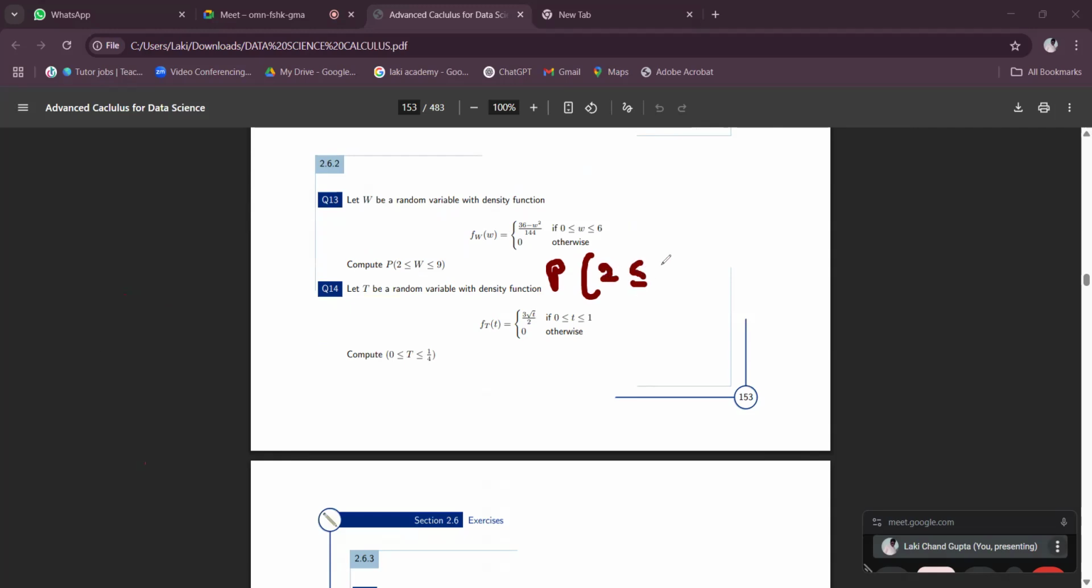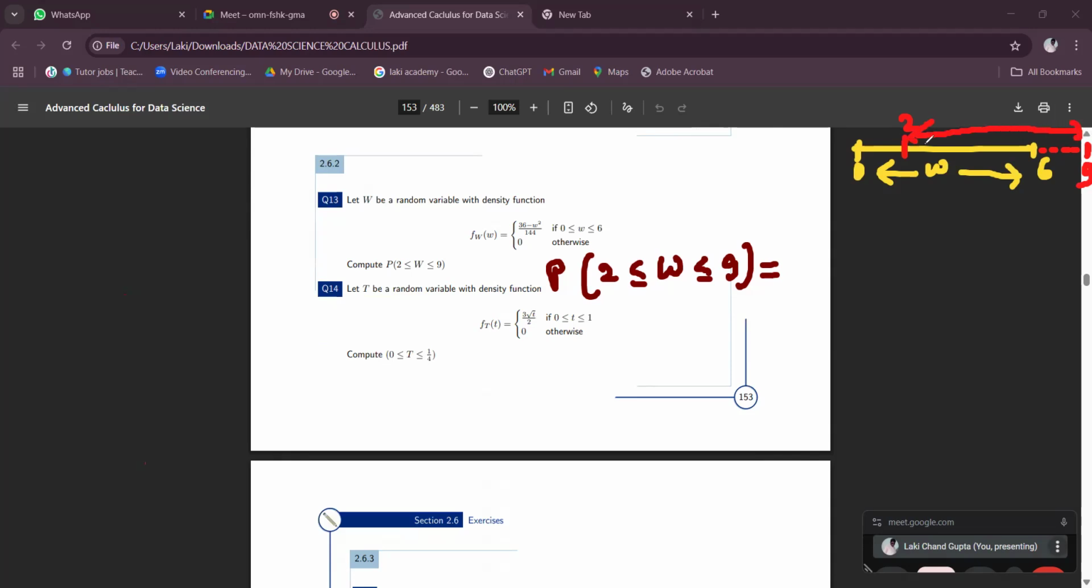Find the probability of W from 2 to 9. The range of W is what? 0 to 6, right? But you are asked to find 2 to 9, which exceeds the range. So from 6 to 9, it's going to be 0.